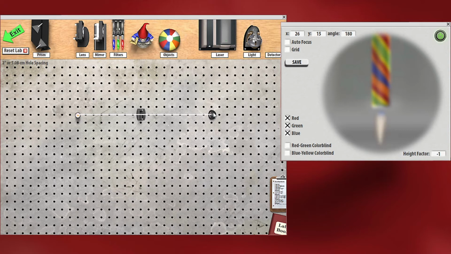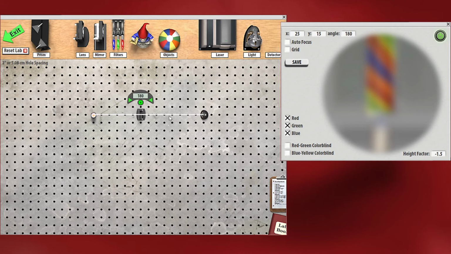If we look in our virtual eye here, we can see it's not in focus. Now it's in focus. So it's exactly the same size and inverted when it's at twice the focal point. That's my result. What happens if I move between the focal point and twice the focal point?